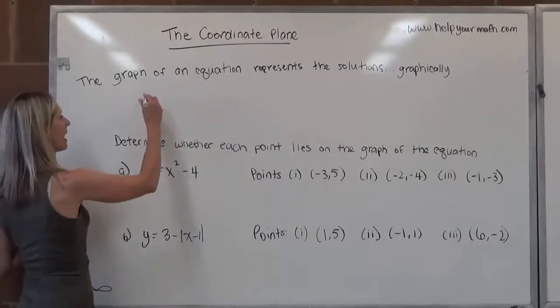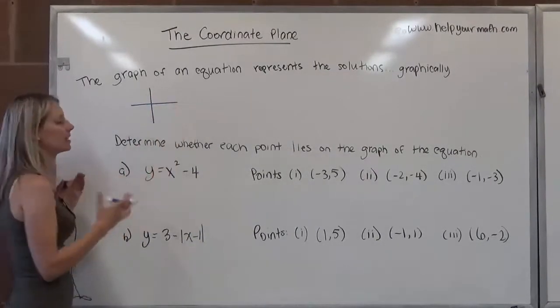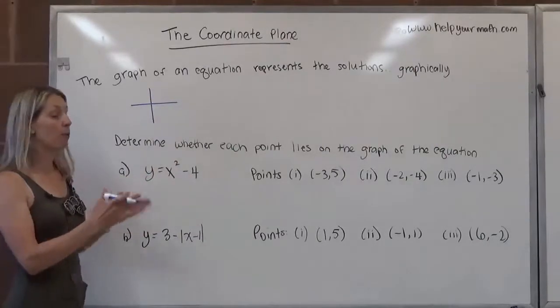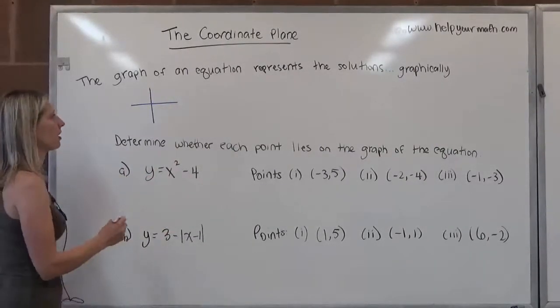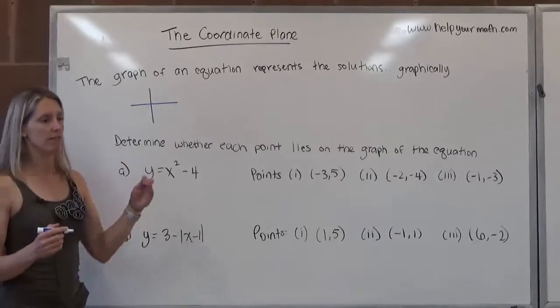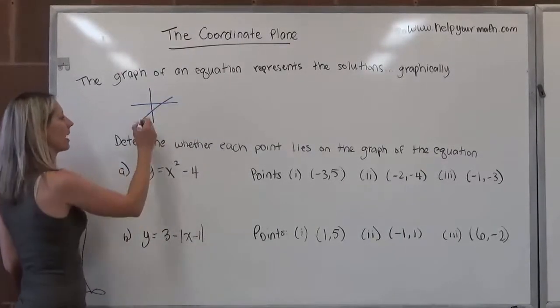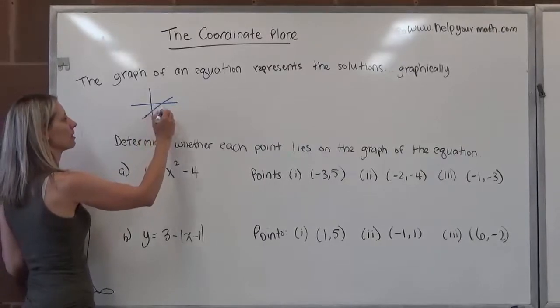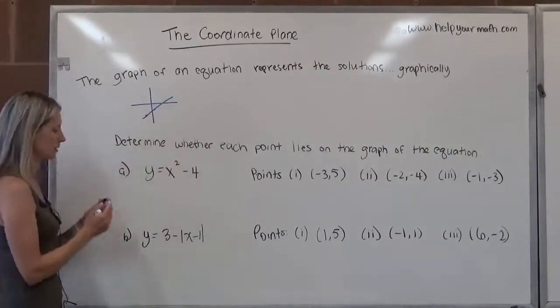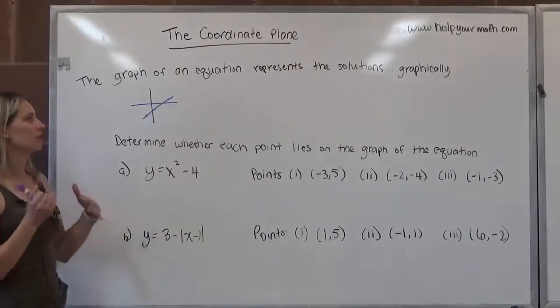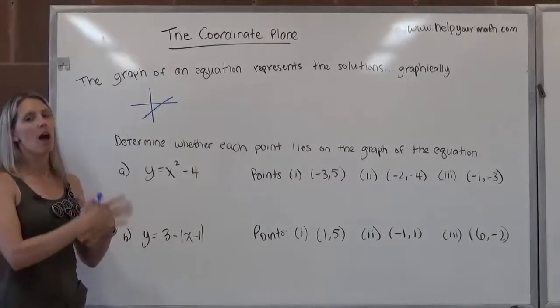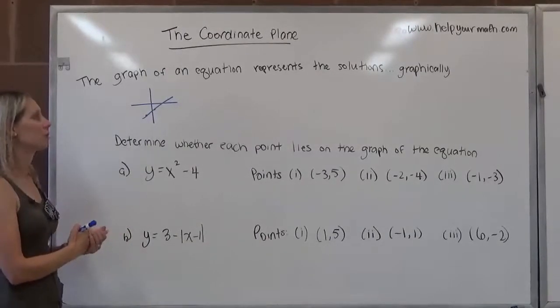So when we graph a line, it's an infinite number of points that all go in a certain direction. But rather than graphing each point individually, because actually that would be impossible, we just use a line to say, okay, this is a solution point, this is a solution point, this is a solution point, this is a solution point. So the graph of an equation is just another representation of how we can display the solutions to a given equation.